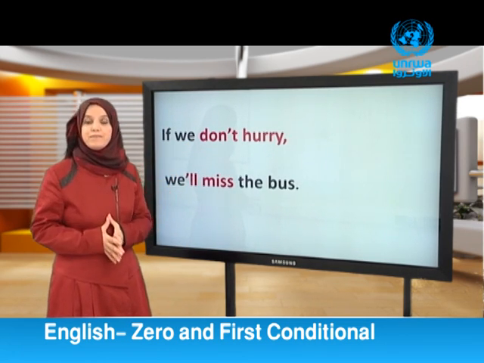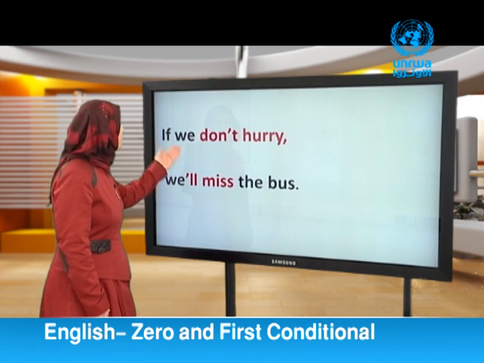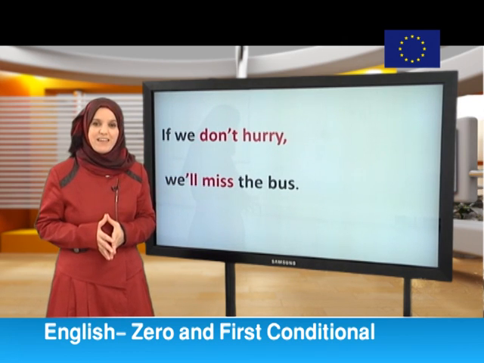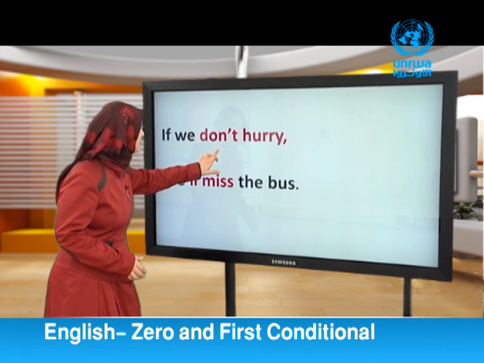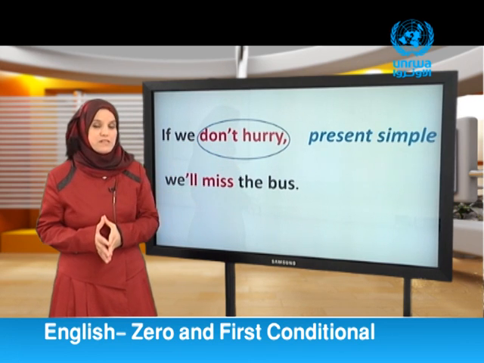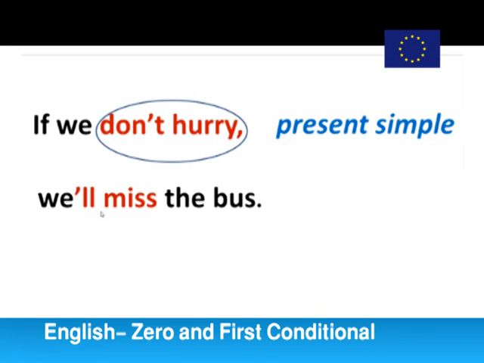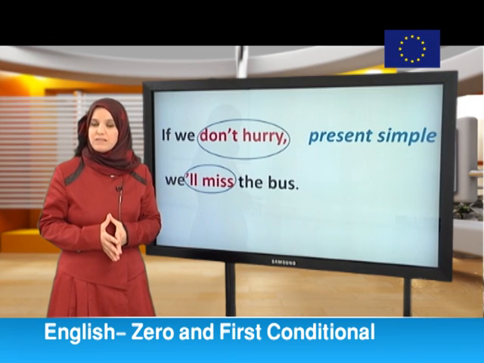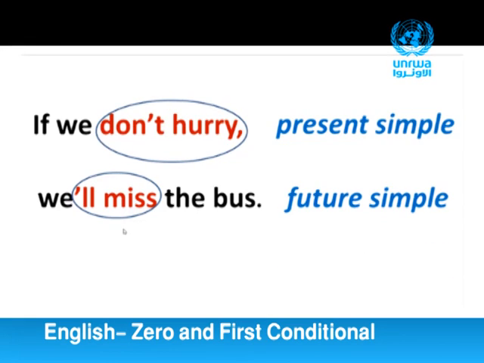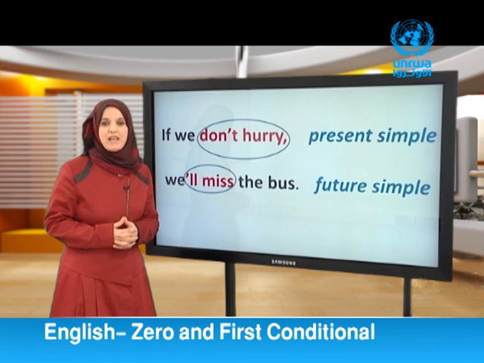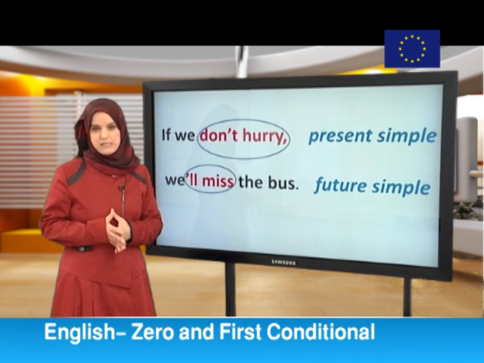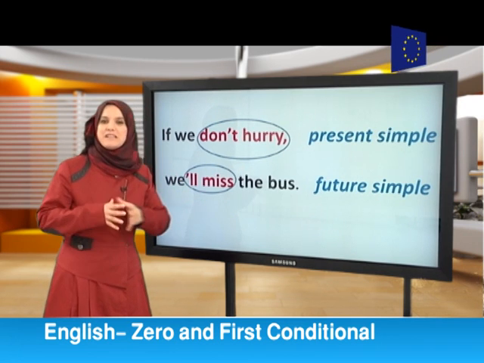Let's have another example. Let's read the sentence first. If you don't hurry, you will miss the bus. Let's look at the verb don't hurry. What tense is that? This verb is in the present simple tense, but this is a negative form of the present simple tense. What about the verb will miss? What tense is that? Good. This verb is in the future simple, will plus infinitive or will plus the base verb. So, dear students, in this type of conditional sentences, we have present simple tense in the condition, we have future simple tense in the result.